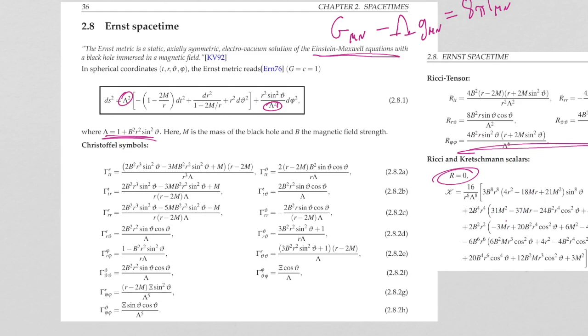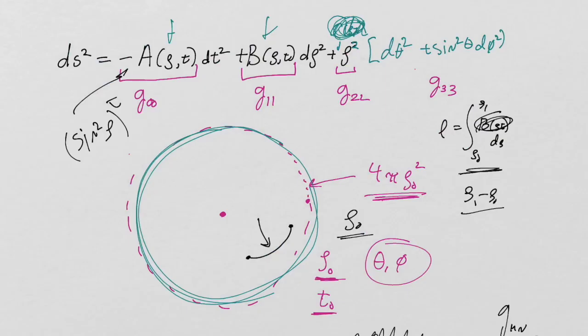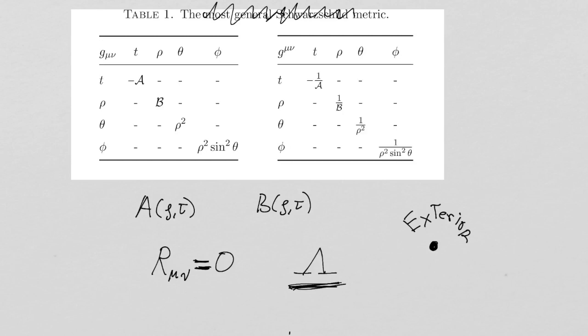Okay, so next time we start with our setup and we solve for A and B. And once we solve for A and B, that means we have g, and that is the answer.